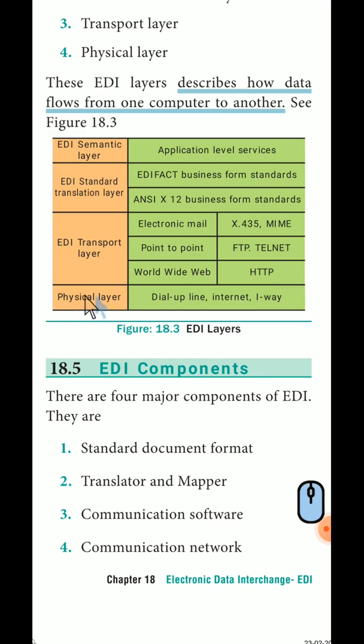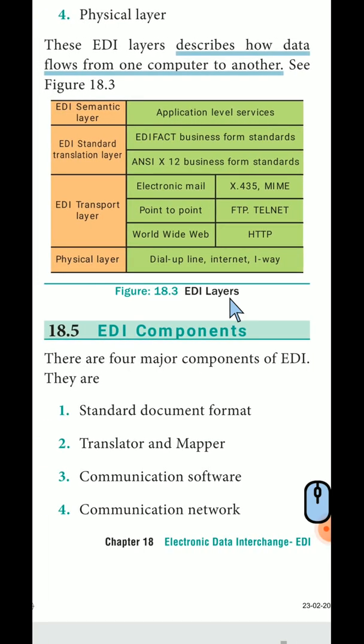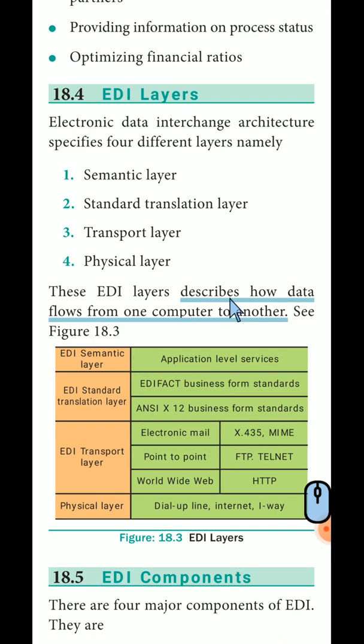And the next one is the physical layer. So this is a dial-up line or internet or highway. How this is transacted and transferred to the particular organizations is through the physical layer. So these are all some layers of EDI.